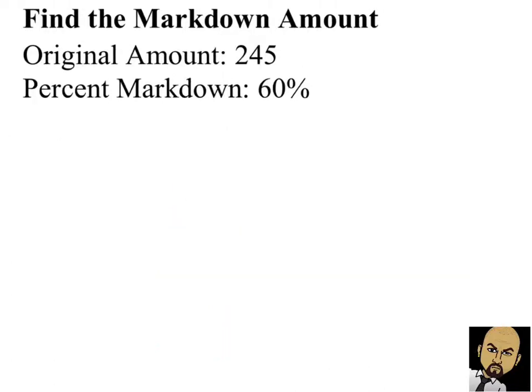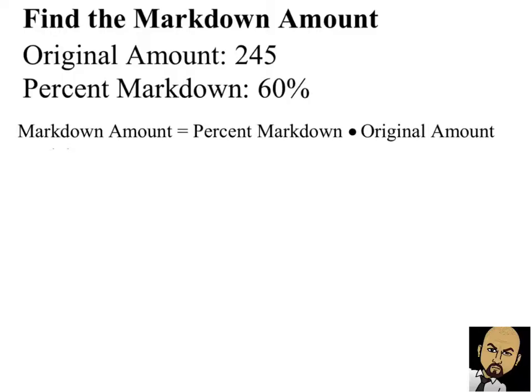Now let's figure out the markdown amount. Well, we're going to use the same concept, but we're going to use a different formula. Markdown amount is equal to the percent of the markdown times the original amount. And just like the markup amount, the markdown amount is a part of the whole, which is the original amount. But in this case, the markdown is going to be subtracted later. And so let's go ahead and substitute the percent markdown, which is 60%. The original amount is 245.